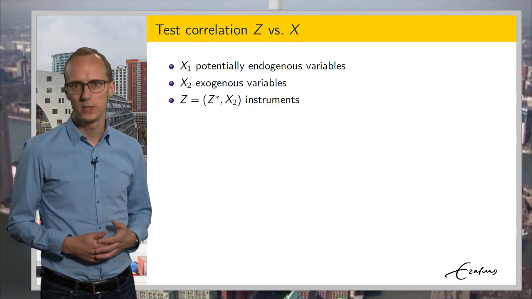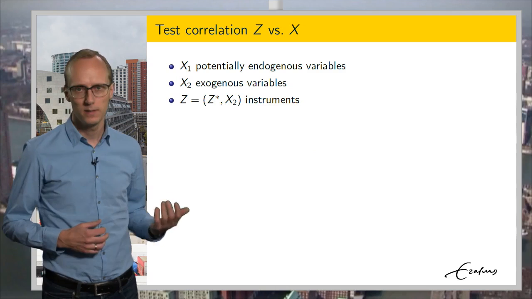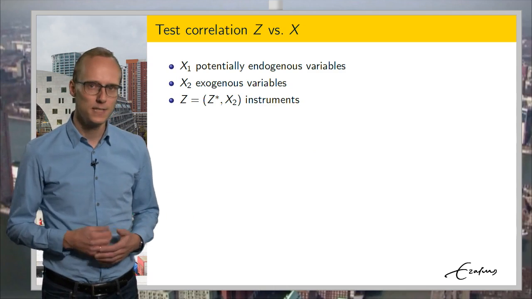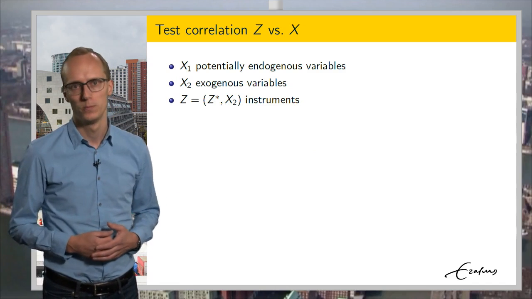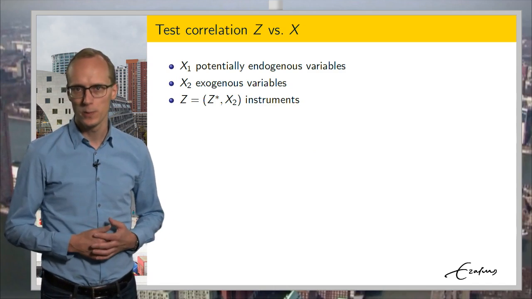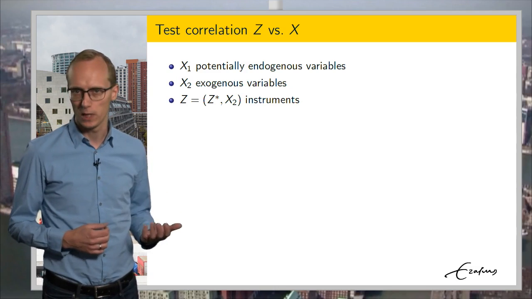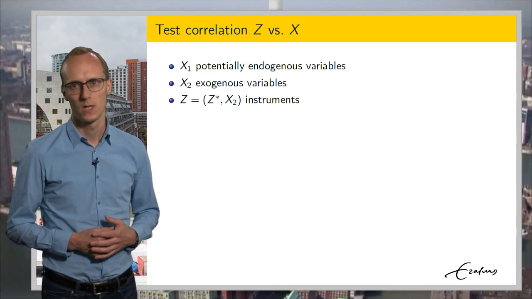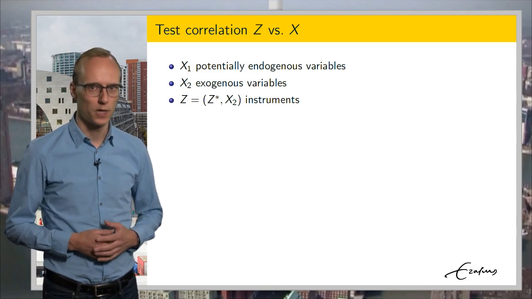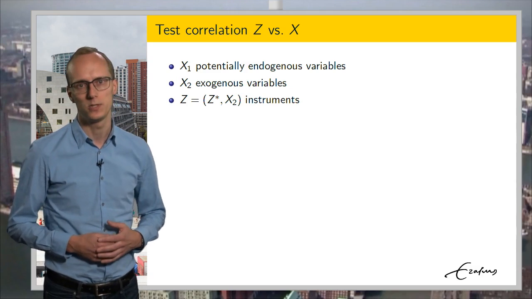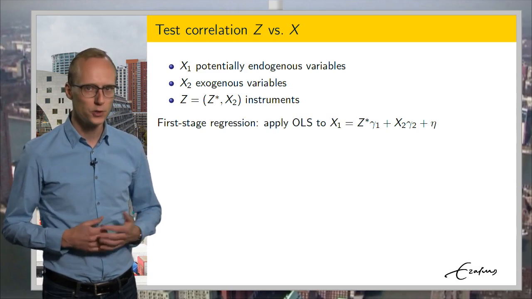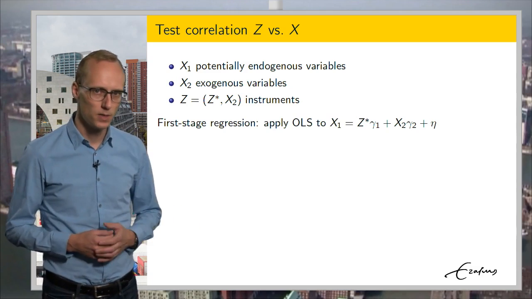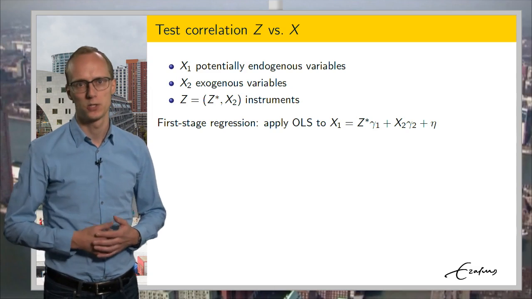Let's first set up the notation. We split the explanatory variables into the endogenous variables in x1 and the exogenous variables in x2. The complete set of instruments is now formed by additional variables z star and the exogenous x2 variables. Remember that the exogenous variables x2 should be included in z. In the first stage of 2SLS regression, we explain x1 using z star and x2.